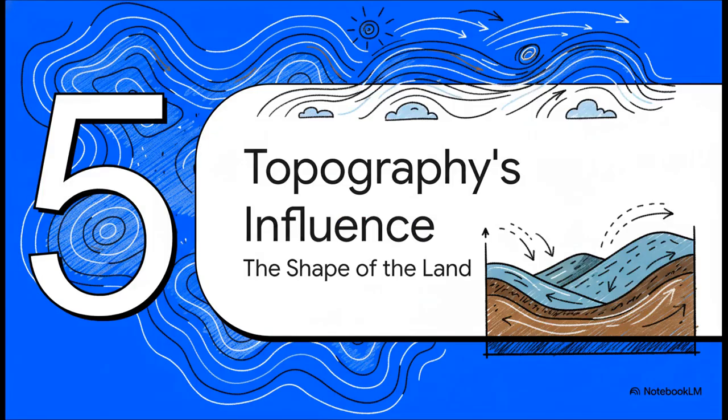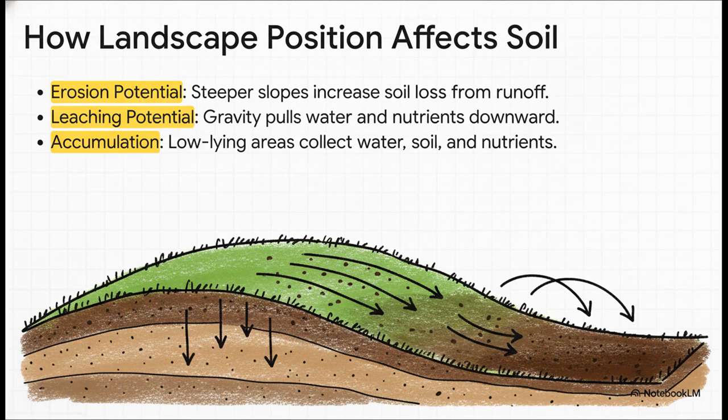All right, for our final section, let's talk about something we can see without even digging a hole: the actual shape of the land. Topography. You know, the slope, the direction it faces, its position in the landscape, it has this massive hidden influence on the soil. I mean, think about it. It's pretty simple, right? Water runs downhill. So naturally, steeper slopes have a way higher risk of erosion, which washes away that precious A horizon.